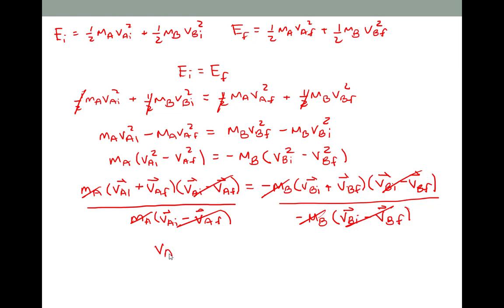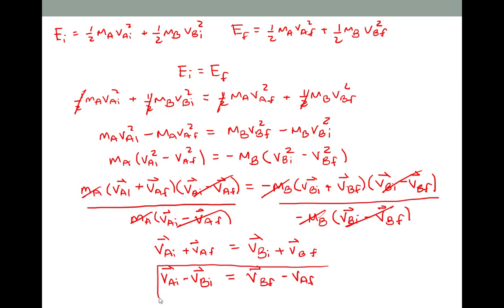That leaves me with VA initial plus VA final has to equal VB initial plus VB final. Oftentimes, this is rearranged so that you get all the initial pieces on one side. So VA initial minus VB initial equals VB final minus VA final. Looks like I lost an arrow.